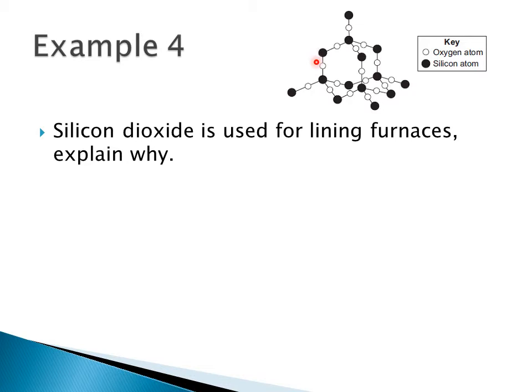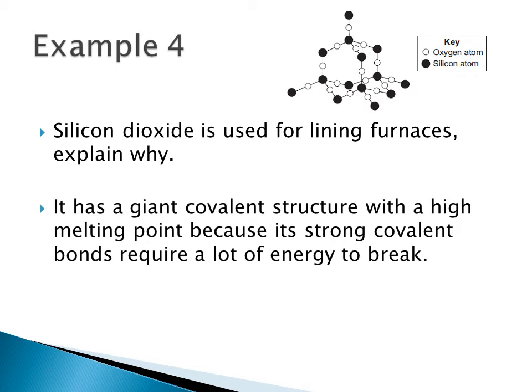Secondly, it doesn't look simple. It looks like a big complex structure. So we know what type of structure we're going for. It's a giant covalent structure. Now, it's used for lining furnaces. Well, it's not going to be put lining a furnace if it melts easily. So obvious answer, it's a giant covalent structure with a high melting point. Well, that ties in because giant covalent structures always have high melting points. Now we just have to explain why.